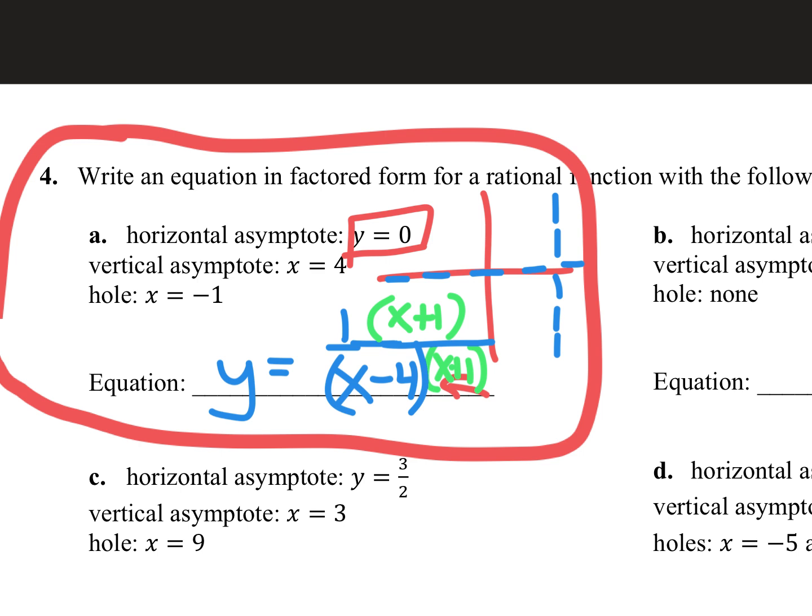I should check off each thing. Like, does mine that I just made have a hole at -1? Yeah, that's the green part. Check. Does it have a vertical asymptote at x equals 4? Yup. That's for this part. That would be a vertical asymptote. Does it have a horizontal asymptote? Like when you stick in 1,000? So if I stick in 1,000, the green parts will just cancel, and it'll be 1 over 1,000, which is pretty much 0, and so that works too.